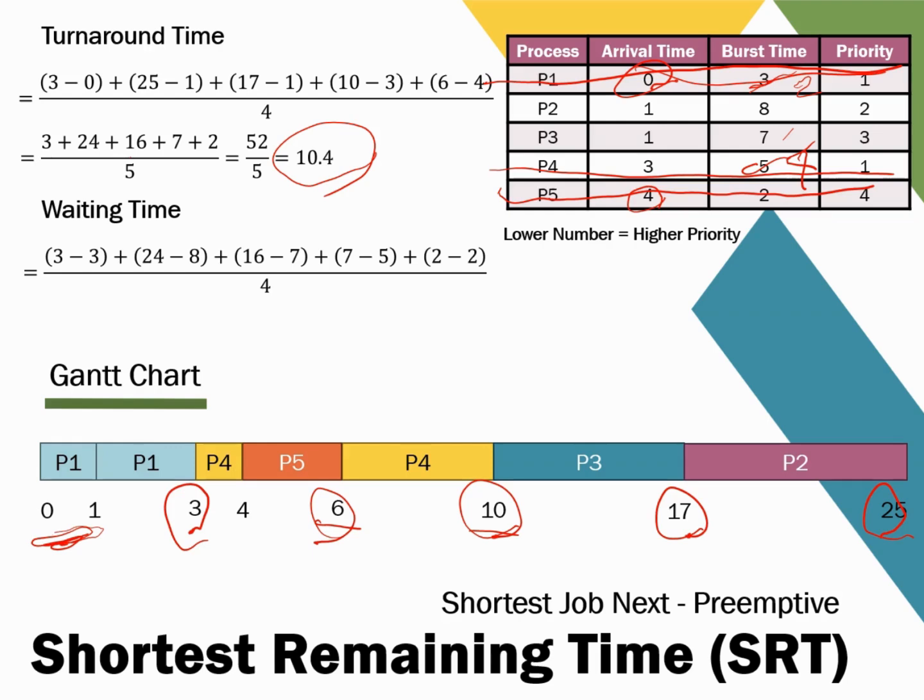So as you can see, the result could be this one 0, this one 16, this one 9, this one 2, and this one 0. So 16 plus 9 plus 2, 27 divided by 5, and we got 5.4. Okay, this is another example about the shortest remaining time. I hope this could be useful for all of you.